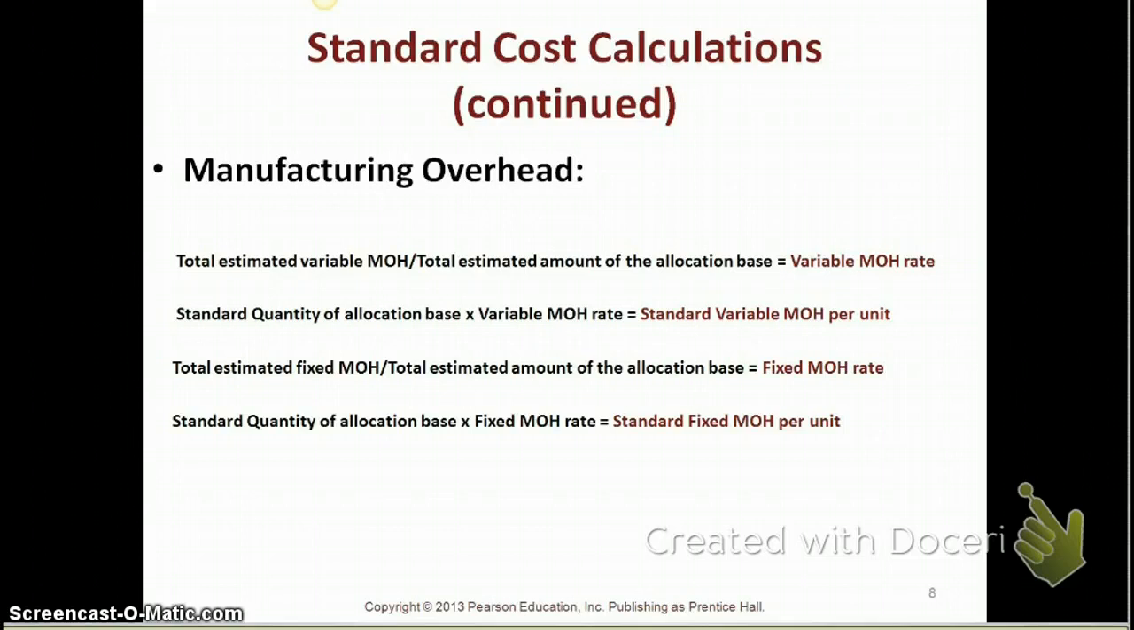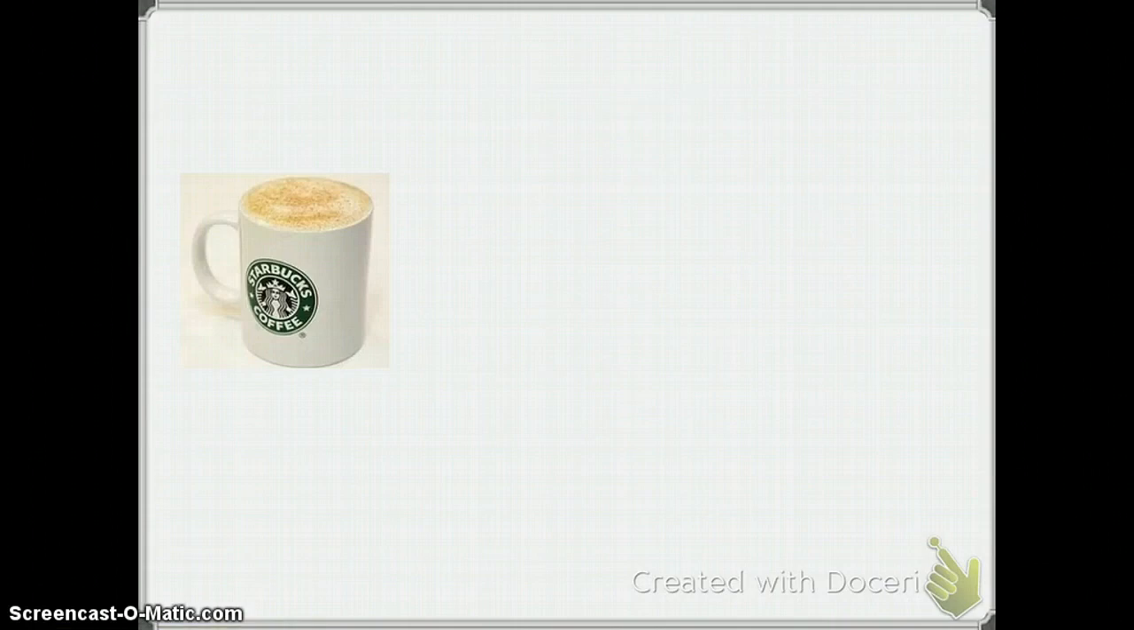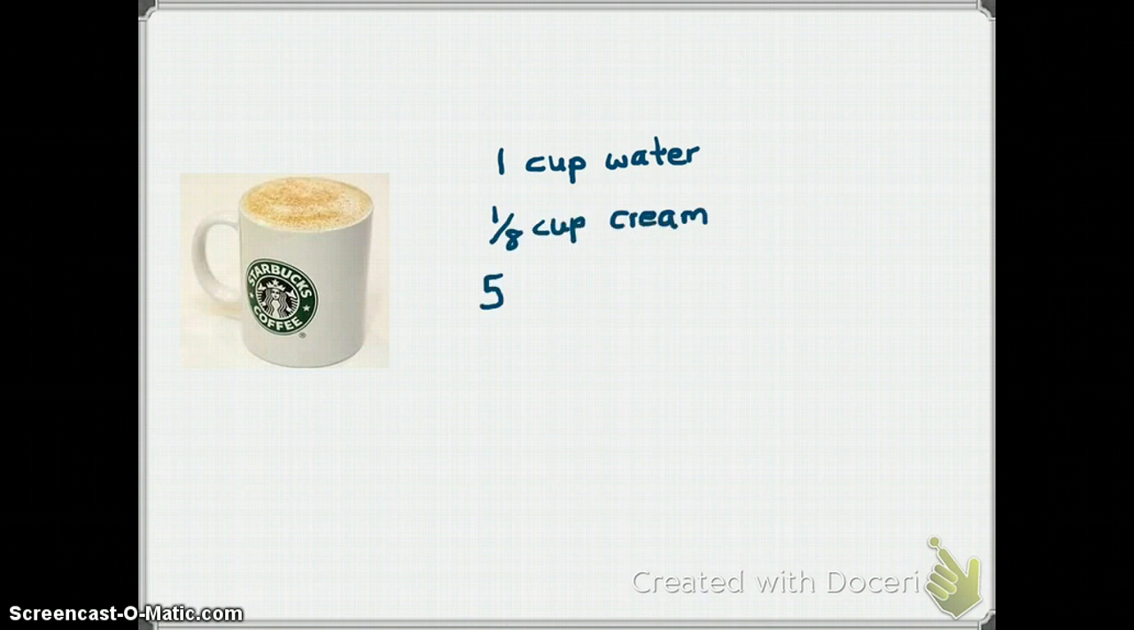At this point, it is just a lot of words, but it will make a lot more sense when you do some problems. Let's take a look at a problem. We're going to calculate the standard cost for a Starbucks cup of coffee. Again, as you know, I'm going to make a lot of assumptions, but we assume that there's 1 cup of water, 1/8 cup cream, 5 teaspoons sugar, and 2 teaspoons coffee. That's all the ingredients in your basic Starbucks coffee.